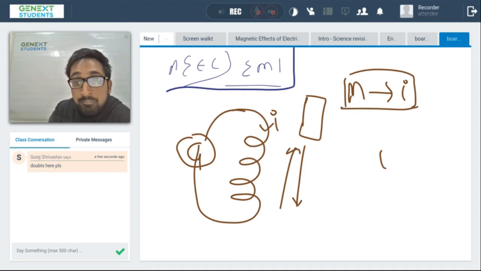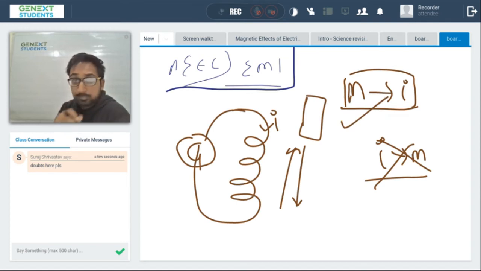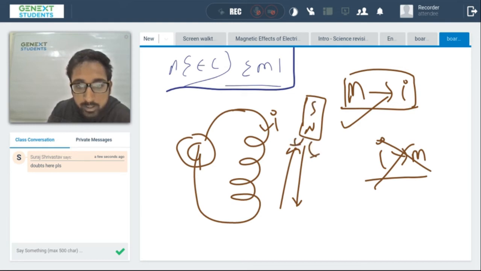Initially, what did we see? Due to electric current, a magnetic field was generated. That was the first part of the book. But now we are learning this. This is a magnet, so this will be a north pole and this will be a south pole. Therefore, it will have magnetic field lines coming out of it.